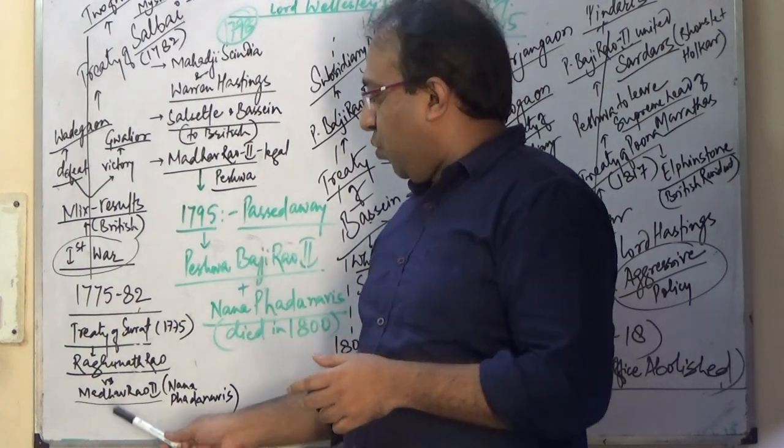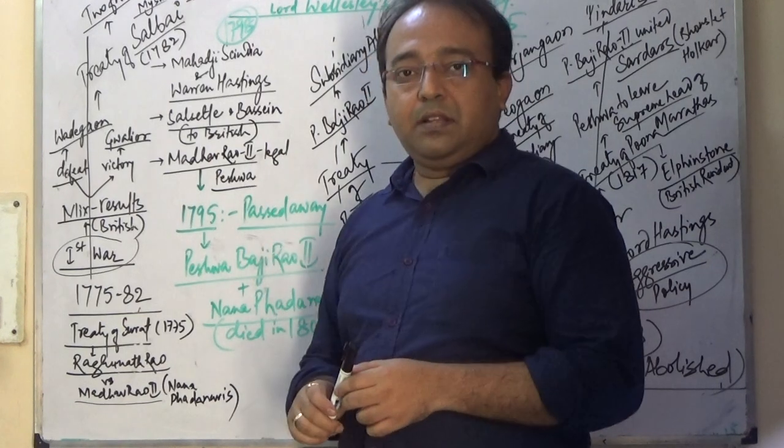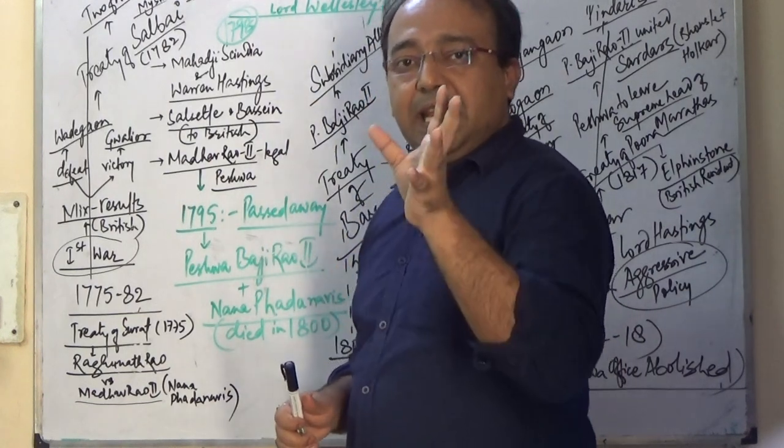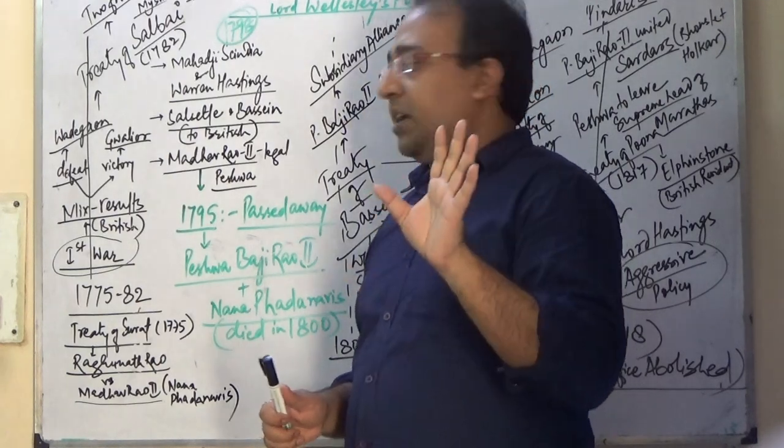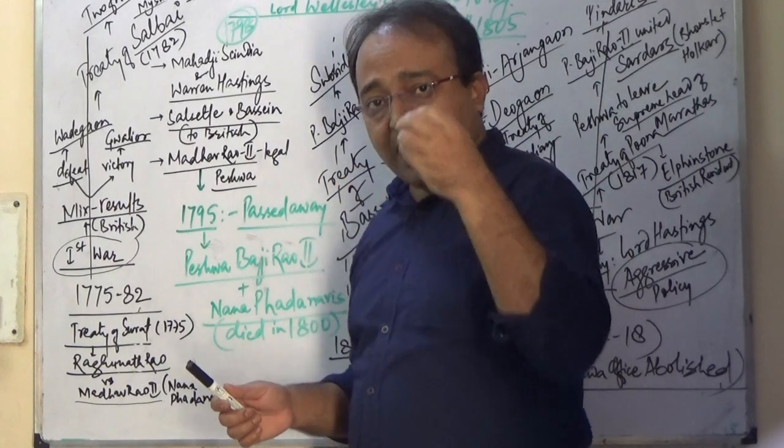And then Madhav Rao II, the same Madhav Rao II, was recognized as the legal heir. He was recognized as the legal Peshwa of the Marathas. So this was a very big achievement at that time, that the Britishers accepted him.